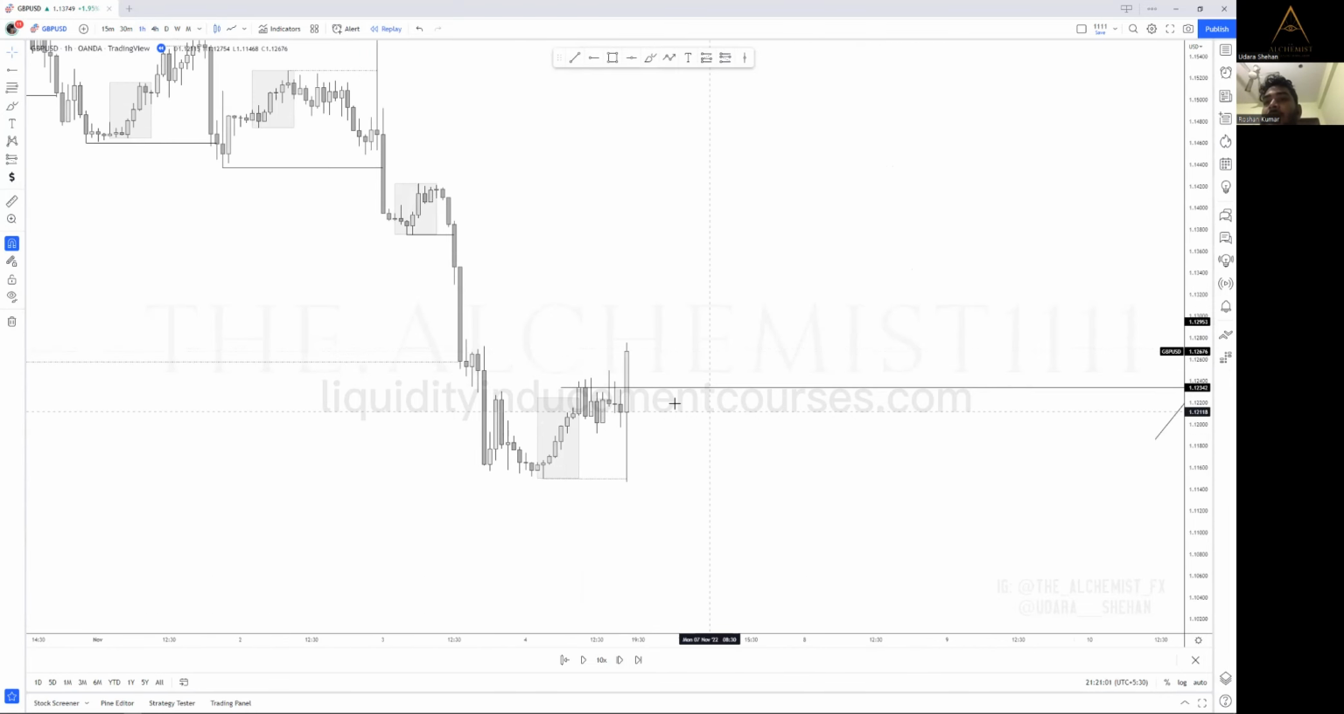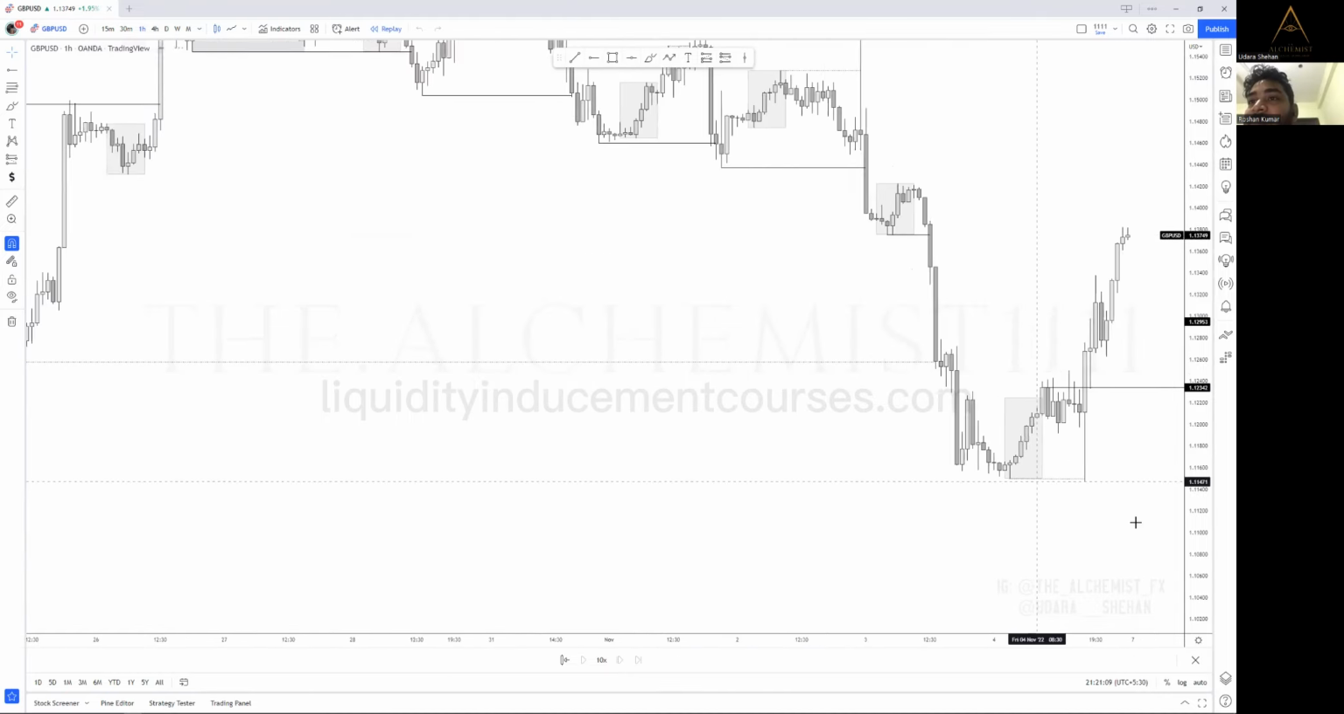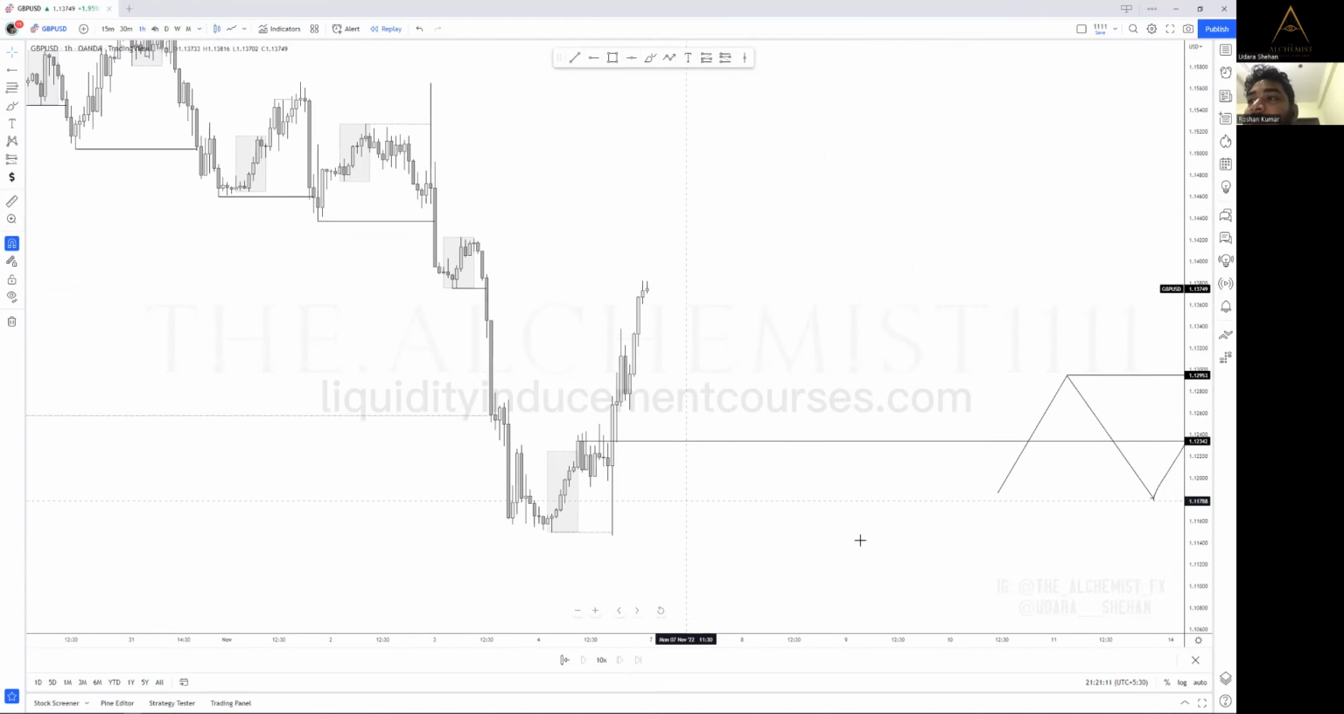Do you think anyone will have an idea what we're using if we draw a line like this? They'll think it's an imbalance. But what happens? Look at this. There it goes. Taps and flies. See that? Resistance breaks, turns into a support.